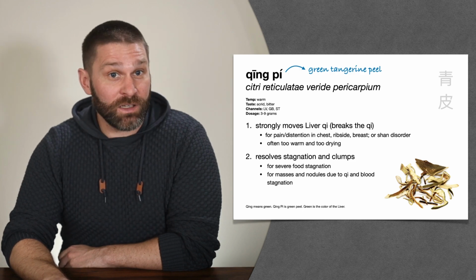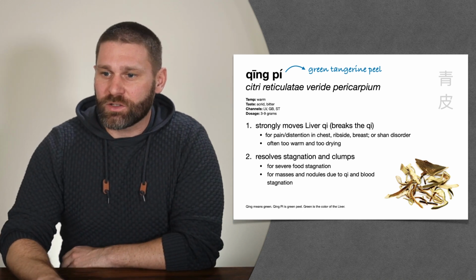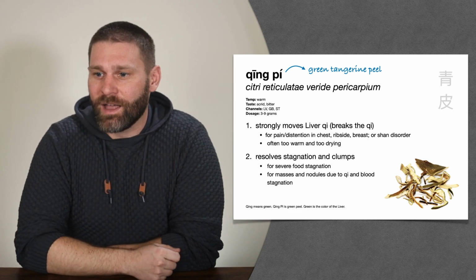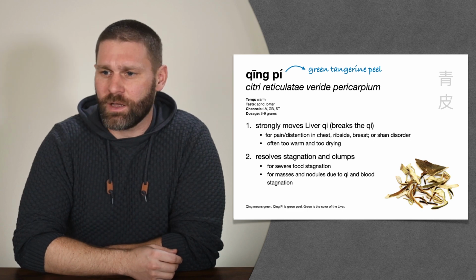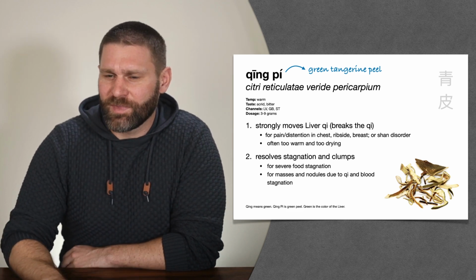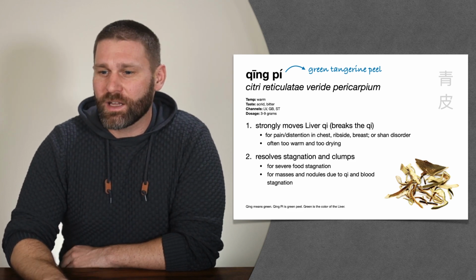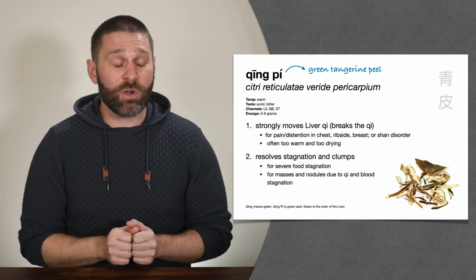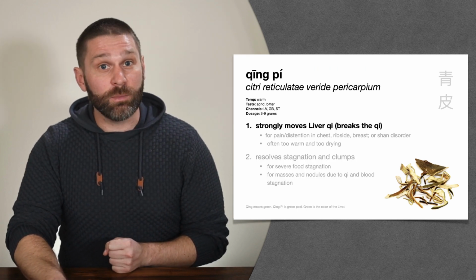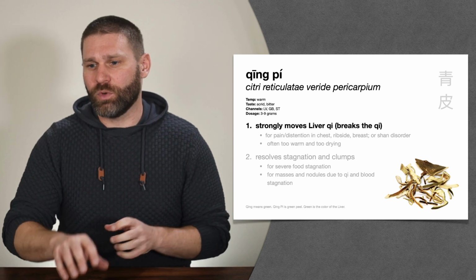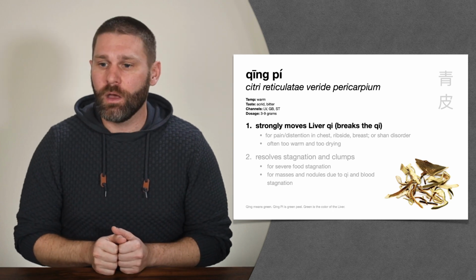This is green tangerine peel, or an unripe tangerine before it turns orange or red. It's green, and so maybe you can think that the Latin name viride means green, like in Spanish or French. Anyway, viride sounds like green, so this is green tangerine peel. And that's important to know because remember, green is the color of wood, green is the color of the liver, and Qing Pi strongly moves liver qi. We can say it breaks the qi. So it's that very strong movement of moving liver qi.